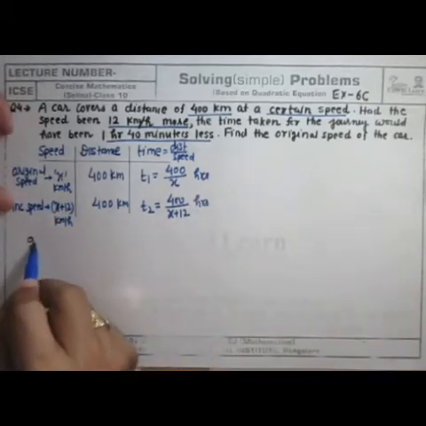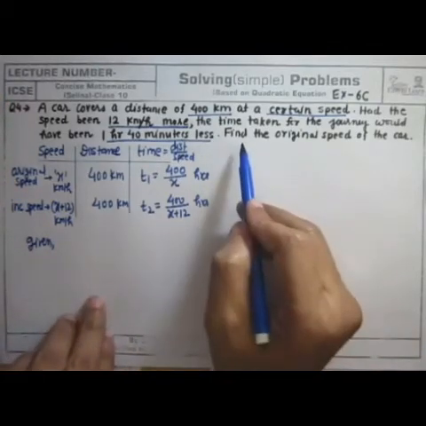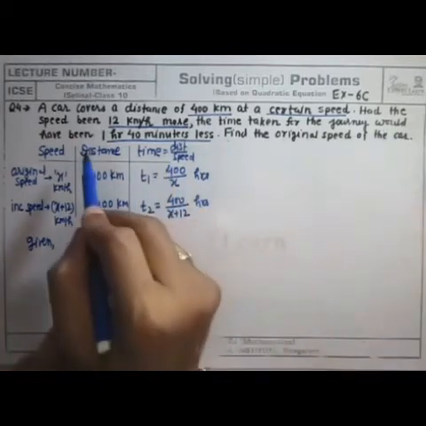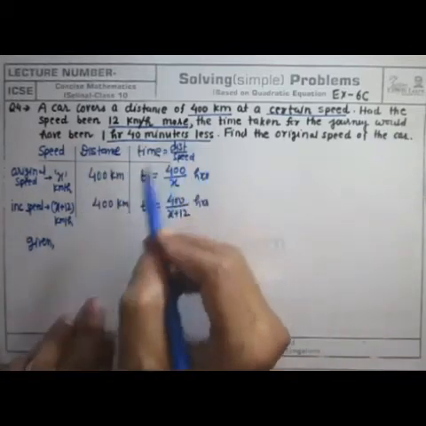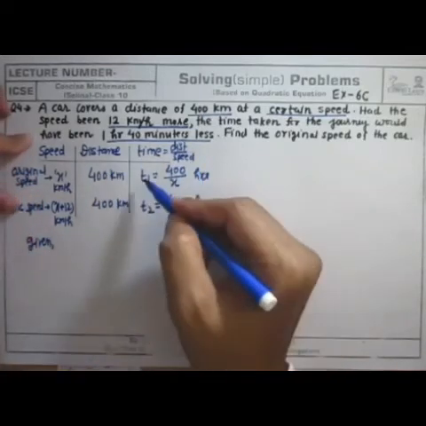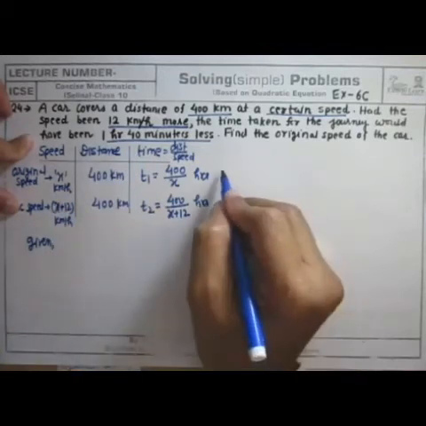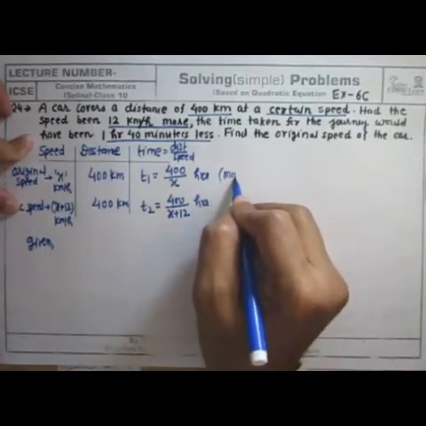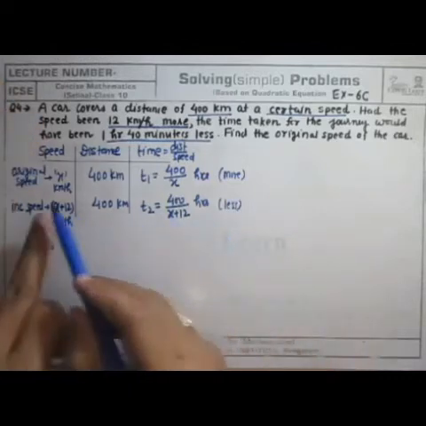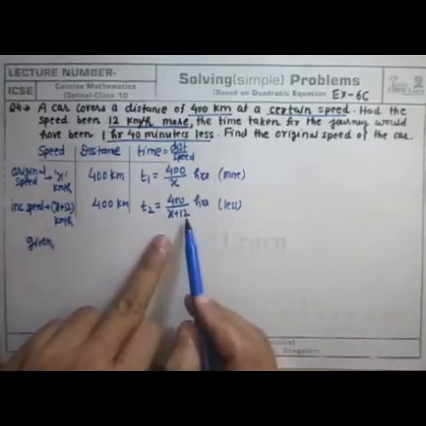Now, given in the question, find the original speed. When the speed is increased, the time taken is 1 hour 40 minutes less. That means the difference between these two times must be equal to 1 hour 40 minutes. Of course, this time is more and this time is less. Why? Because if speed is less, then time will be more. If speed is more, then time will be less.